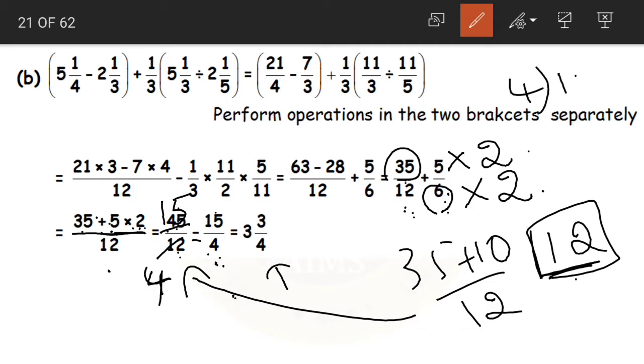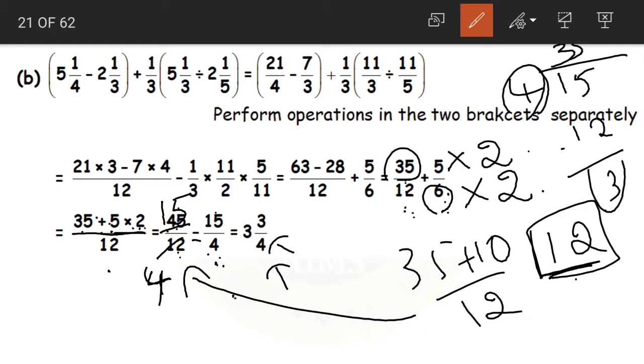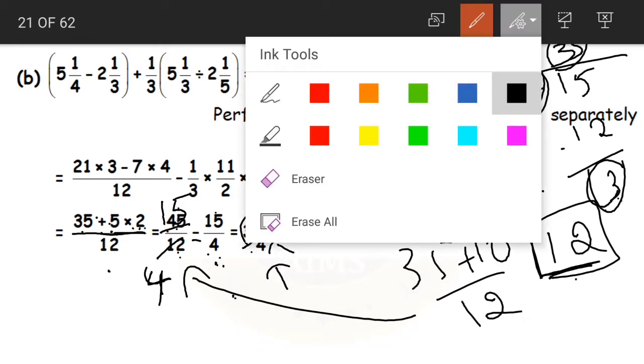4 is the divisor, 15 is the dividend. We know that 4 3s are 12. When we subtract 12 from 15, the remainder is 3. So 4 will be in the denominator as it is. Quotient 3 will be written as the whole number part. And the remainder 3 will become the numerator, 3 by 4.